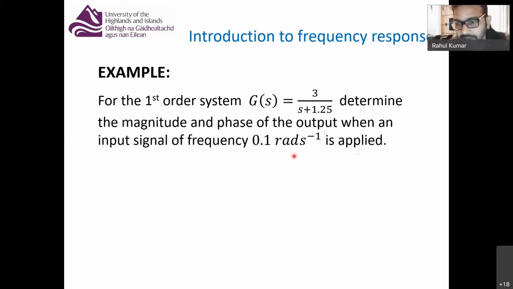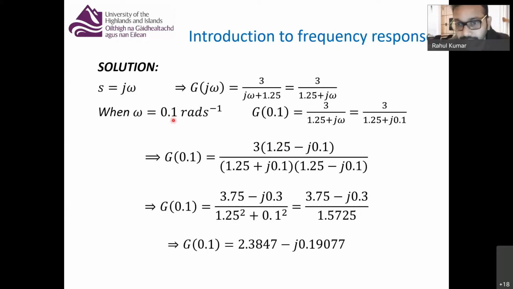Now, one of the things that we have just discussed is that if this first order system is linear, in that case the input signal and the output signal will have the same frequency. Even though their magnitude and phase may be different, they will have the same frequency. Then we also discussed that we can convert this transfer function in the S domain to j omega, right? We can replace S by j omega. So let's do that. So let's look at the solution.